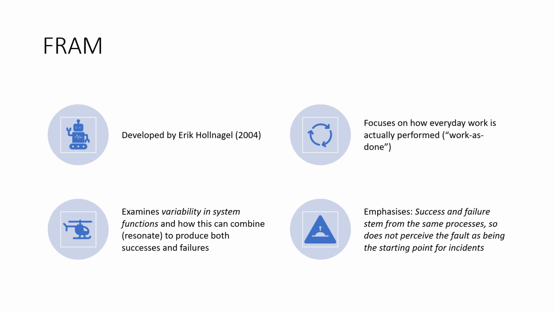FRAM was developed by Eric Hogenagel in 2004. Unlike traditional safety methods that start by looking for faults, FRAM focuses on how work is actually undertaken, what Hogenagel calls work as done. The idea is that system functions naturally vary, and when those variabilities interact, they can create both success and failure. So success and failure are seen as just two sides of the same coin.